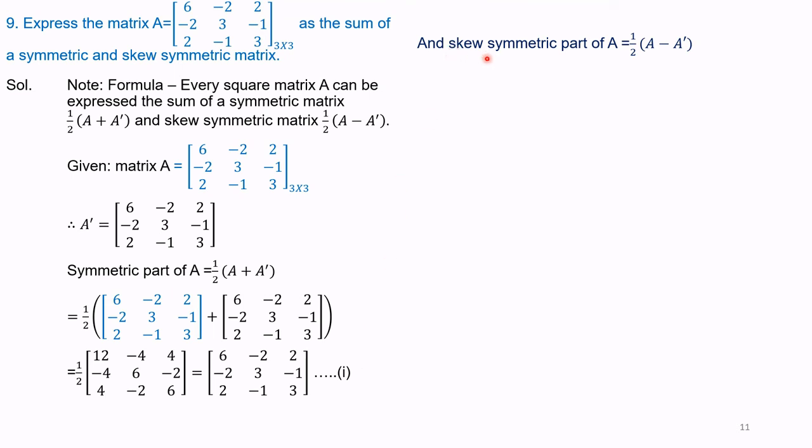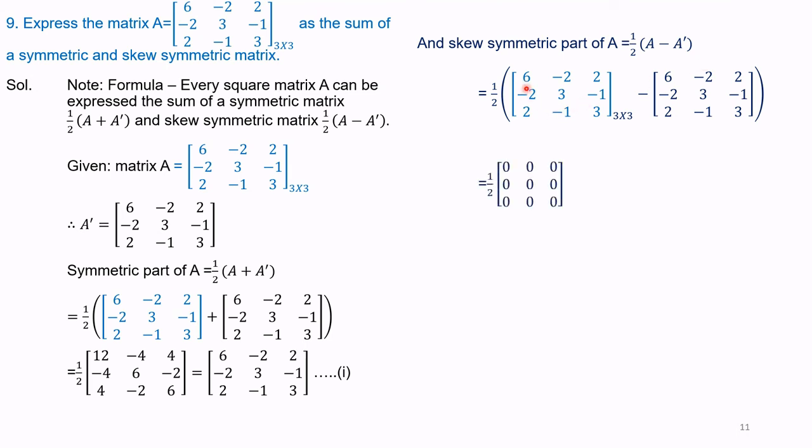Now we will find the skew matrix part of A, which is half of A minus A dash, where A is the given matrix and A dash is the transposed matrix. Therefore, substituting the values, half as it is, A is copied from the given matrix, minus A dash, which we have calculated here. I will read it for your convenience: 6 minus 2 2, minus 2 3 minus 1, 2 minus 1 3, minus 6 minus 2 2, minus 2 3 minus 1, 2 minus 1 3. So we have to subtract A dash from A.